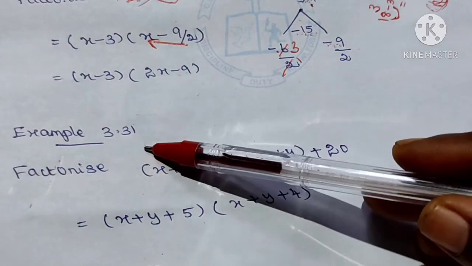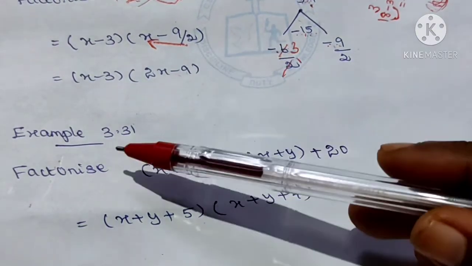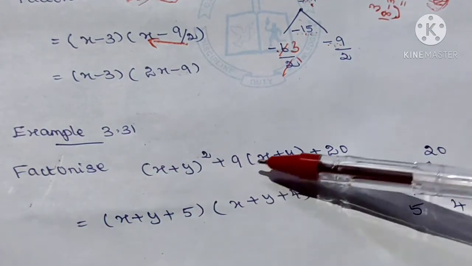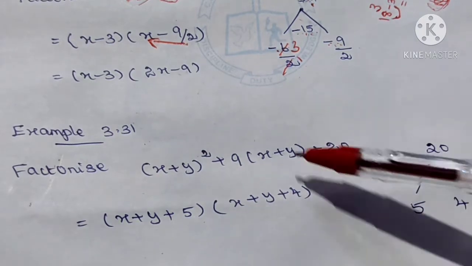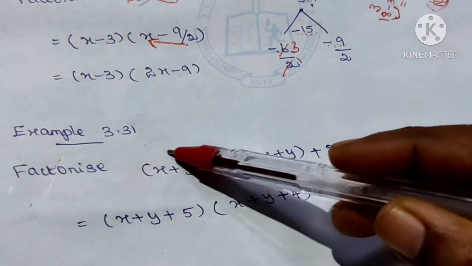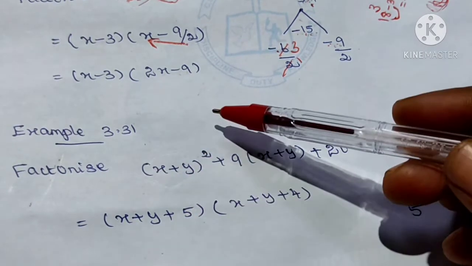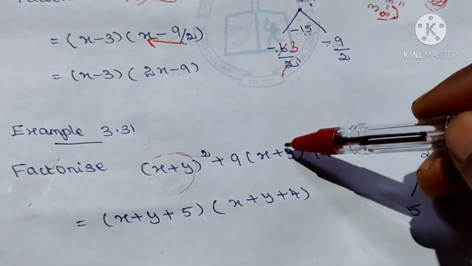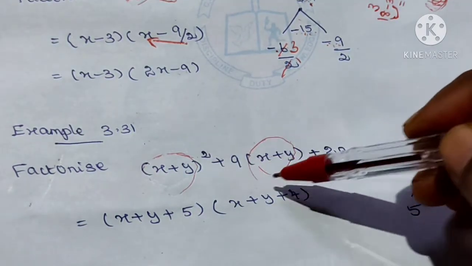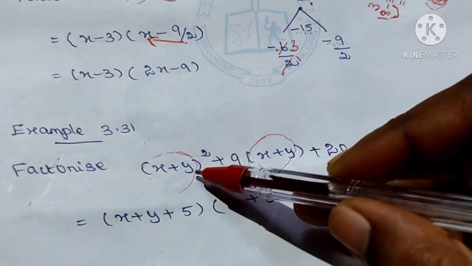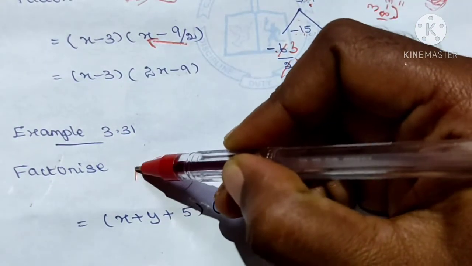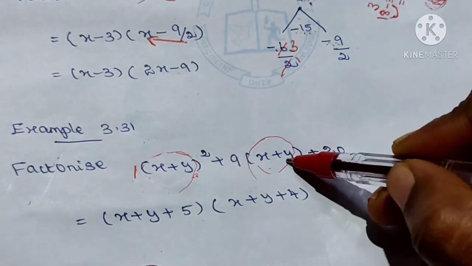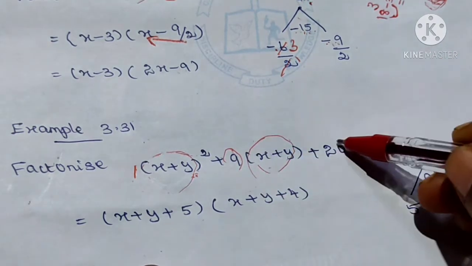Example 3.31, the balance questions you do it. Example 3.31. Factorize x plus y the whole square plus 9 into x plus y plus 20. This is a quadratic polynomial with the coefficient x plus y. In the previous question the variable was x, but this question it is x plus y, so write the answers in terms of x plus y. Here the coefficient of x plus y the whole square we take as 1, the coefficient of x plus y is 9, and the constant term is 20.